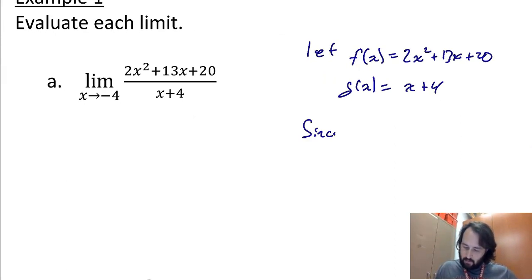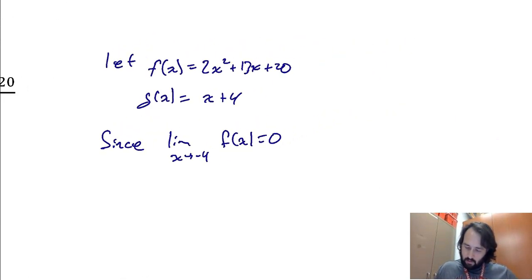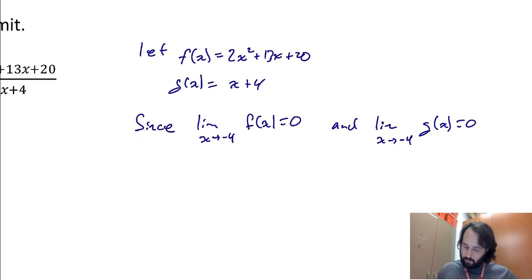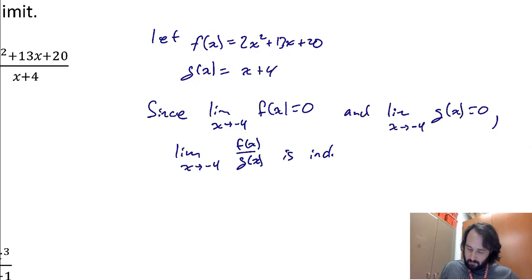Since the limit as x approaches -4 of f of x equals 0, and the limit as x approaches -4 of g of x equals 0, the limit as x approaches -4 of f of x divided by g of x is indeterminate.